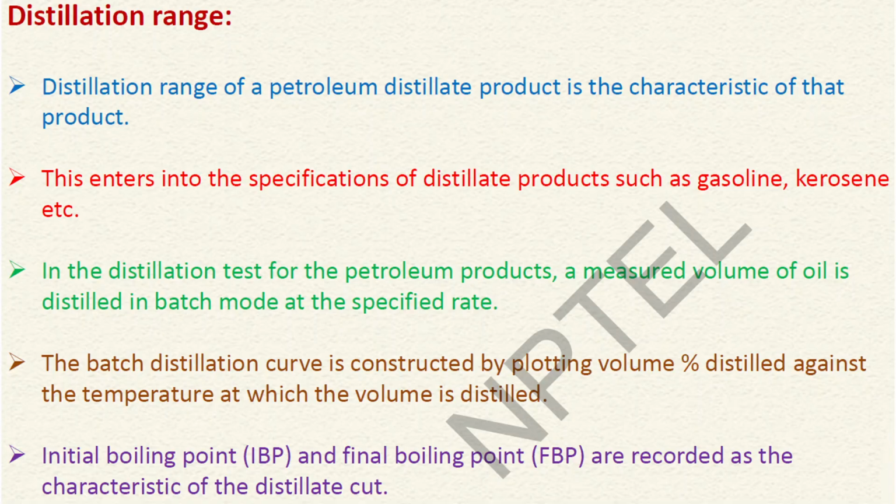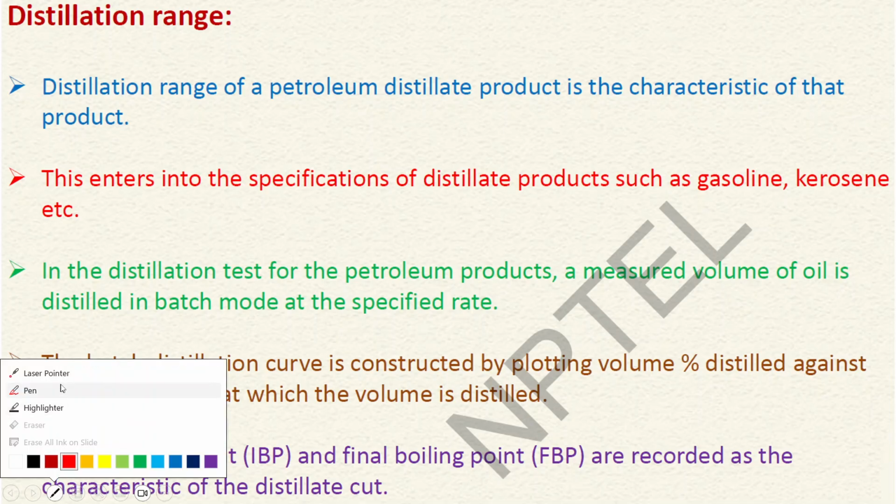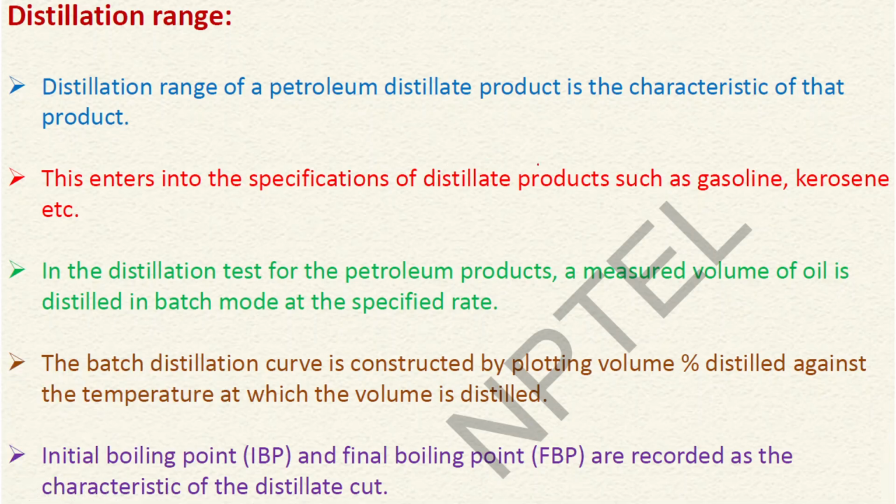Okay, so distillation range of a petroleum distillate product is the characteristic of that product. Different products have different distillation ranges, which differentiates them, and is a very important property of a specific petroleum cut. So this enters into the specification of distillate products such as gasoline, kerosene, etc.